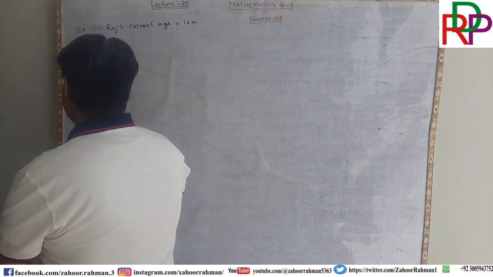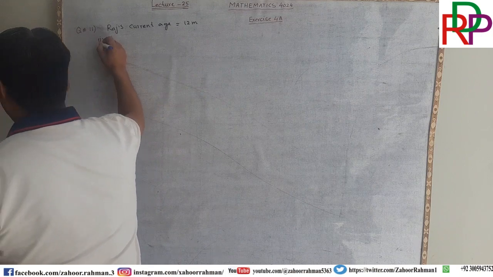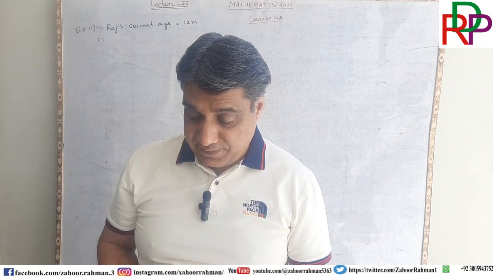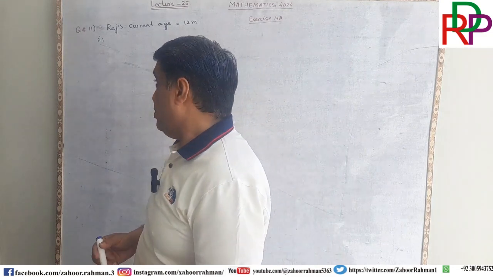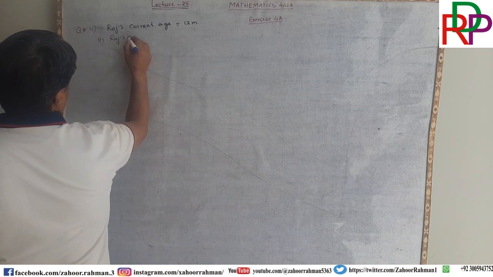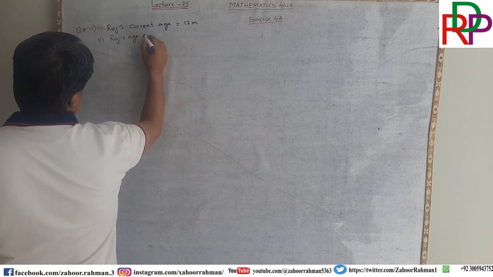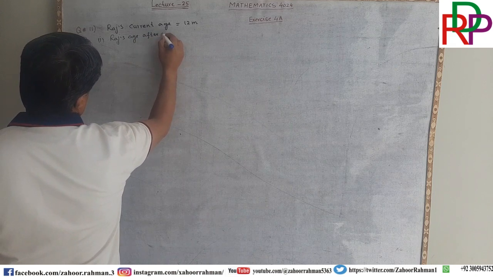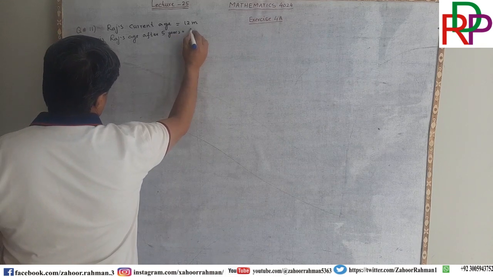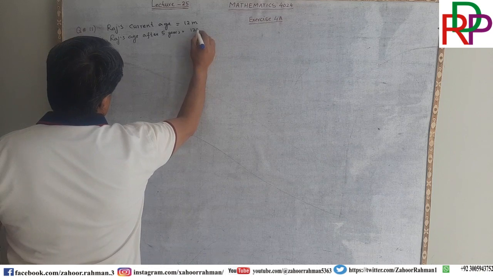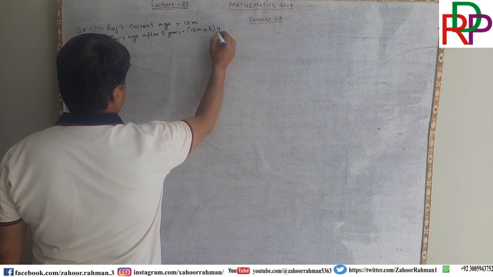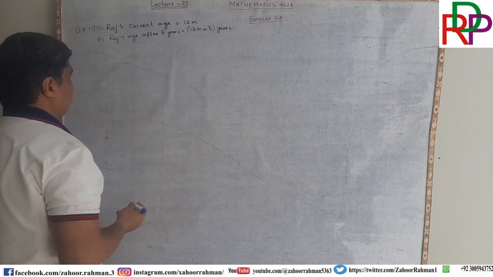Part number 1 is saying that find Raj's age 5 years later. So Raj's age after 5 years, we have to add 5 with 12m, and we have to write the years, and that's it.